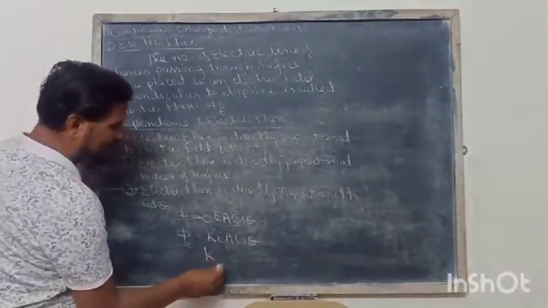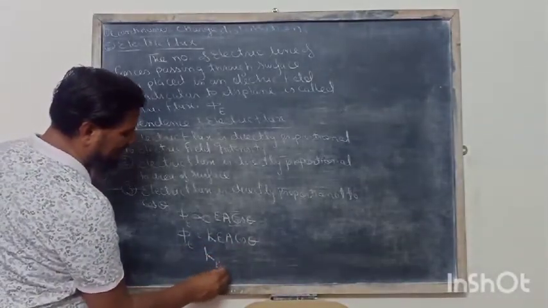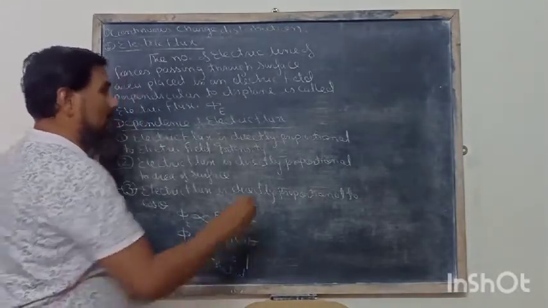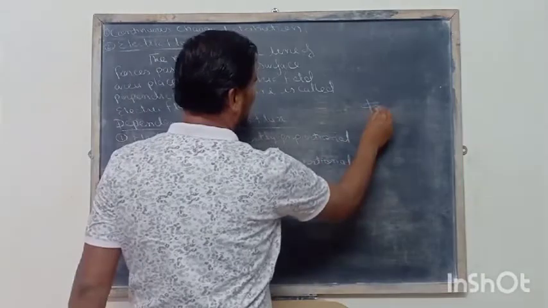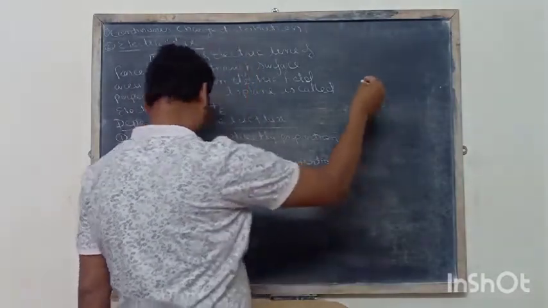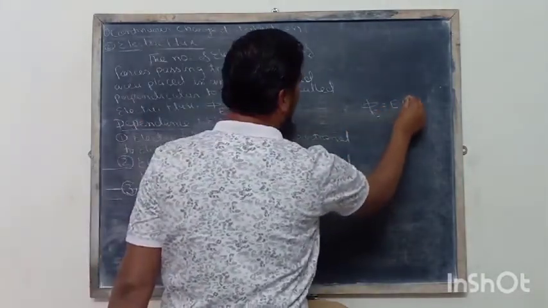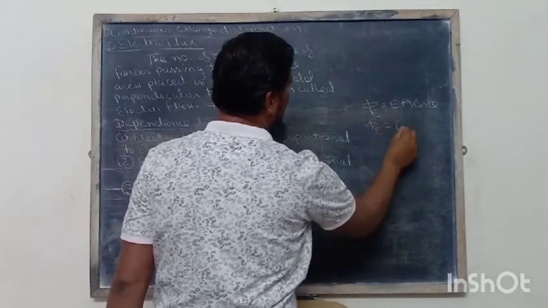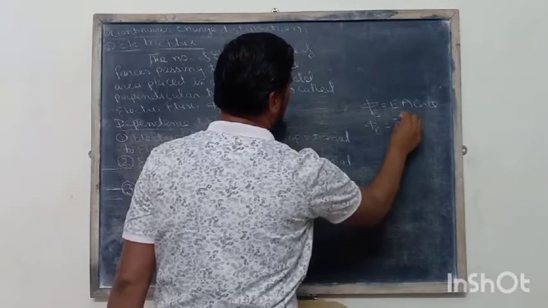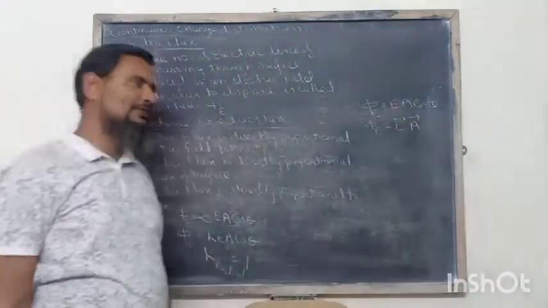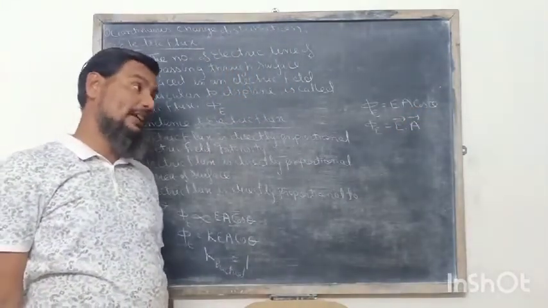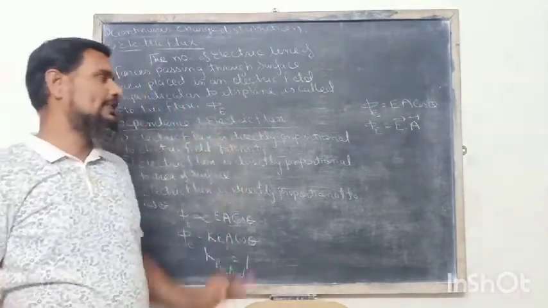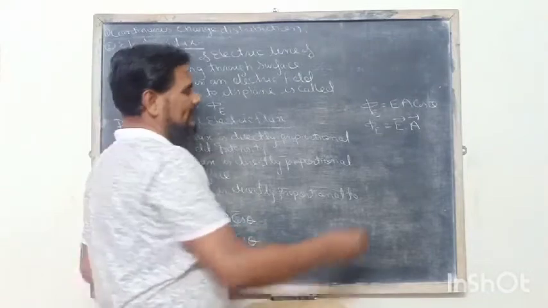The practical value of K is 1. So the value of phi E will be E A cos theta, or phi E is equal to E dot A, the dot product of electric field intensity and surface area. So electric flux can also be defined as the dot product of electric field intensity and surface area.